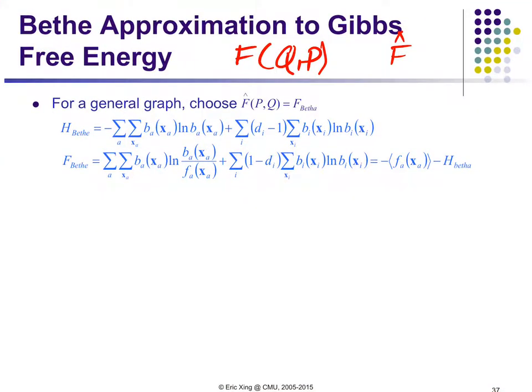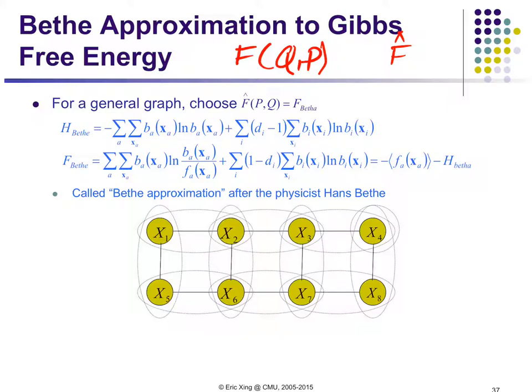Following the same recipe, we arrive at what is called the Bethe approximation or Bethe energy. That is what I was telling you that got the Nobel Prize in Physics for estimating free energy. Of course, they did way more than this.